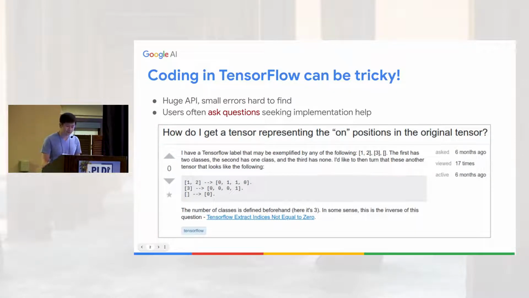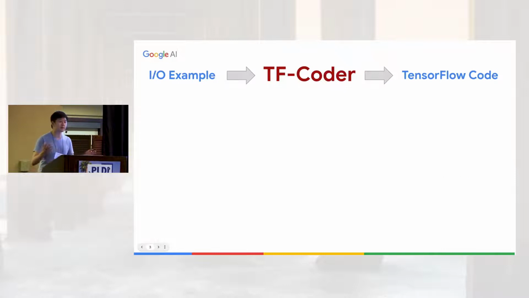So, users often ask questions on forums like Stack Overflow about TensorFlow, asking for some implementation help. We observe that these questions often contain a natural language description of what they want to do, as well as an input-output example demonstrating the desired tensor transformation. Inspired by this need, we built a program synthesis tool called TF-Coder that turns input-output examples into TensorFlow code solutions.